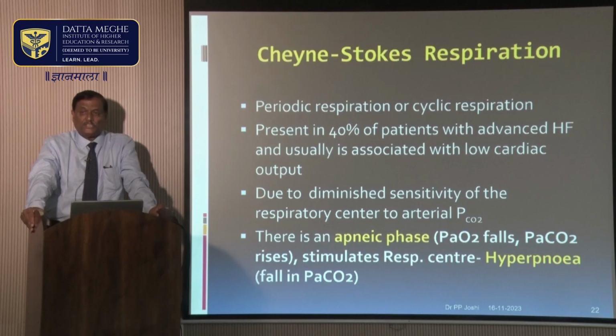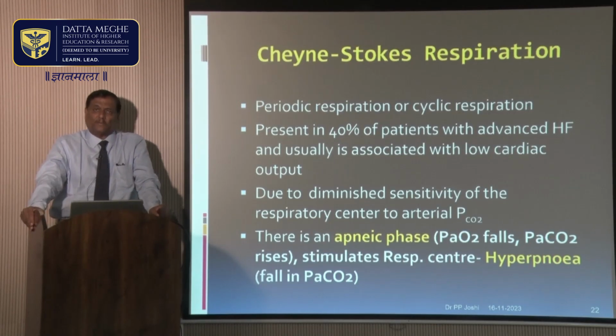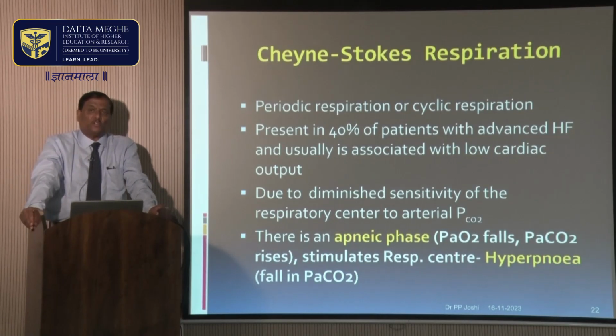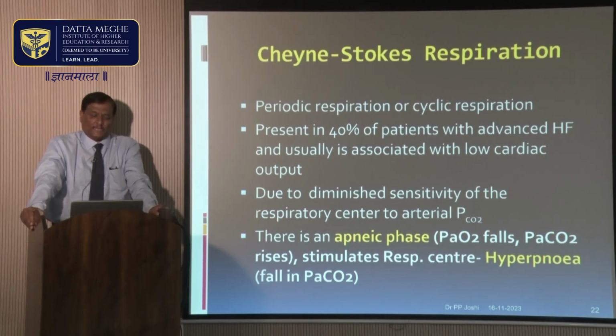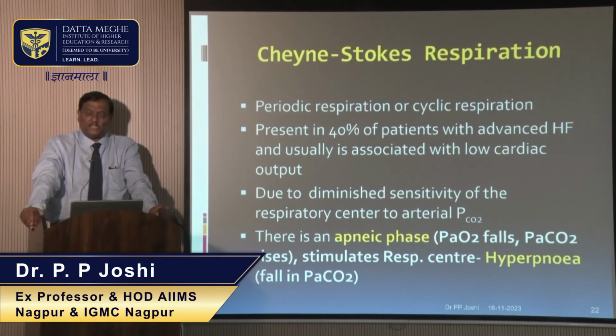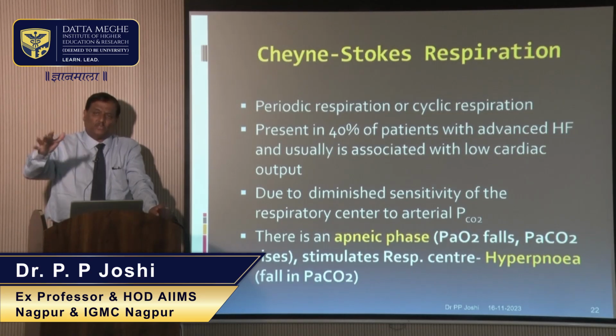Another type of respiration sometimes seen in patients who have heart failure is known as Cheyne-Stokes respiration. It is also called periodic or cyclic respiration, and it is present in nearly 40% of patients who have advanced heart failure, in which there are apneic phases where there is no respiration.